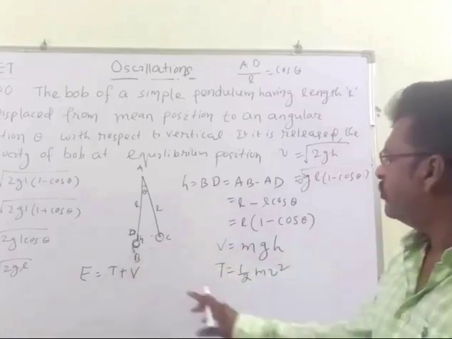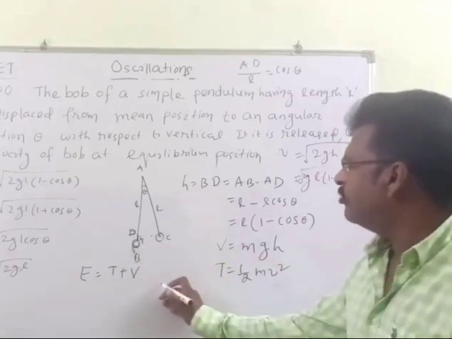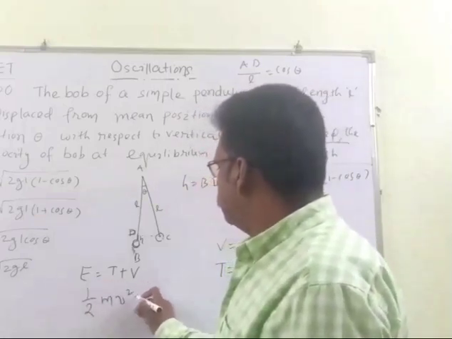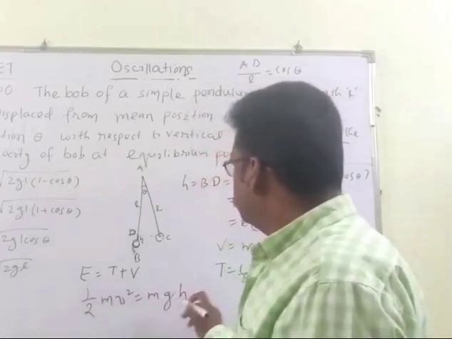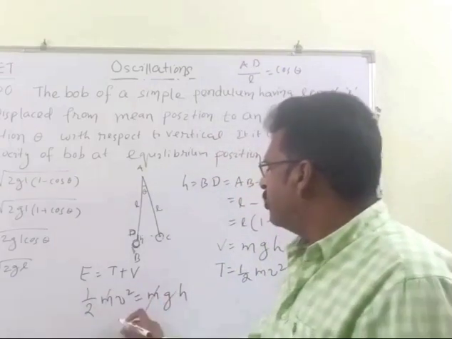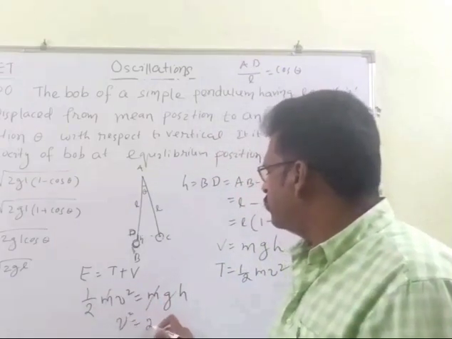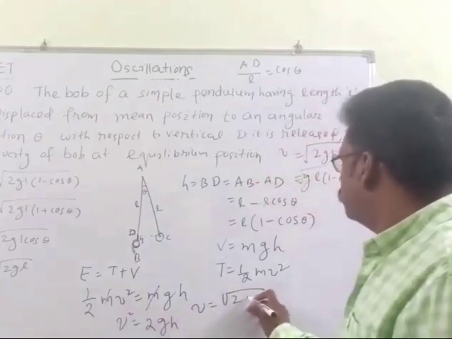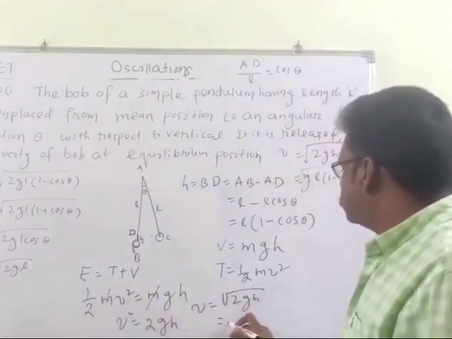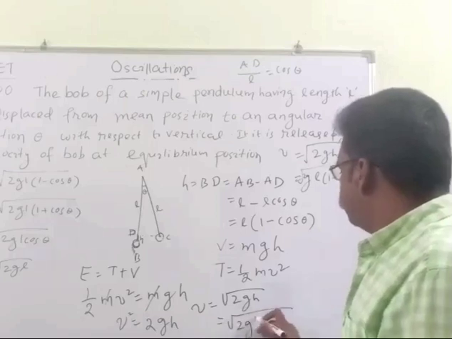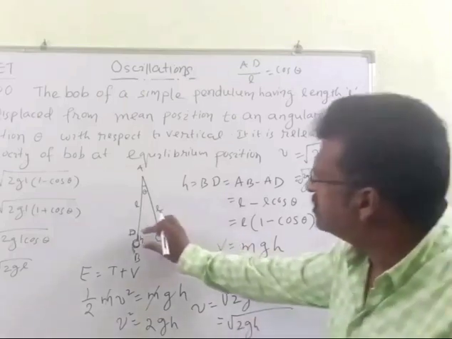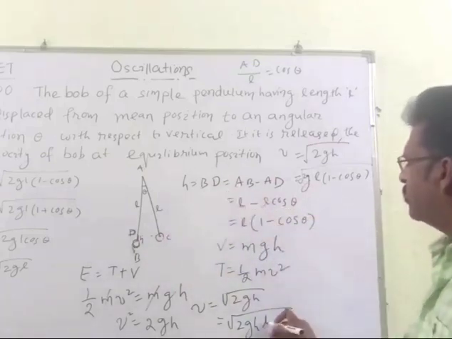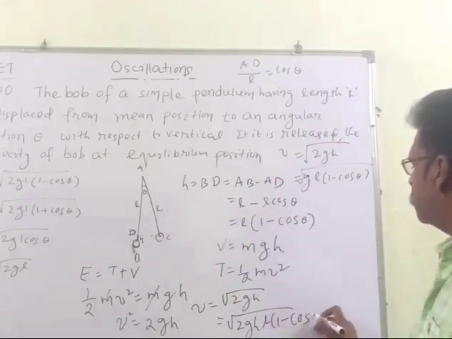So, students, at this point, half mv squared will be equal to mgh. Then m cancels out, and what will be v squared? v squared will be equal to 2gh, or v will be equal to root over 2gh. And what is h, students? We have already found h. h is this distance BD, and BD is equal to L into 1 minus cos theta.